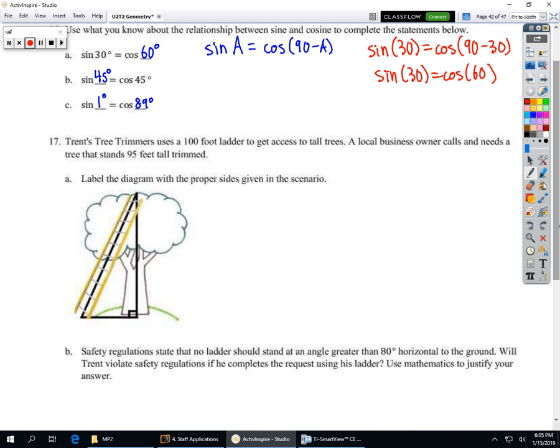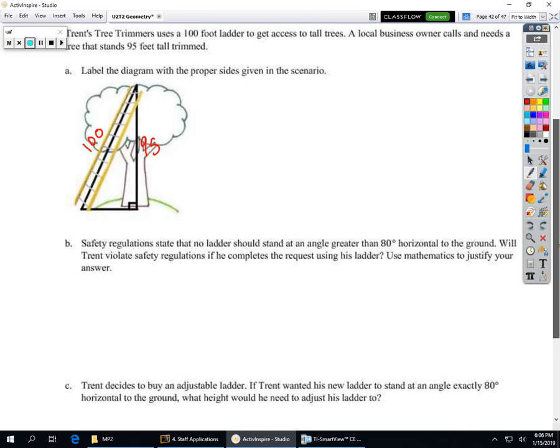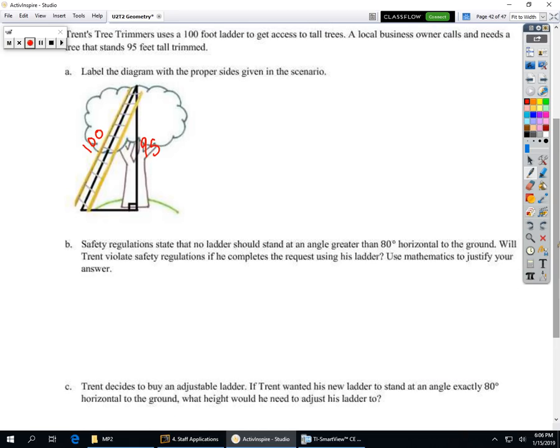All right, so for 17, Trent's tree trimmers uses a 100-foot ladder to get access to tall trees. A local business owner calls and needs a tree that stands 95 feet tall trimmed. So let's label the diagram. The tree is 95. The ladder is 100. So there's the diagram. It says safety regulations state no ladder should stand at an angle greater than 80. Greater than 80 is bad. Will Trent violate safety regulations if he completes the request?